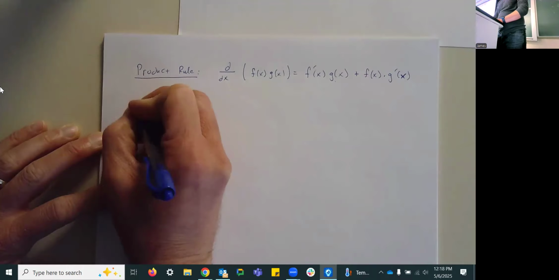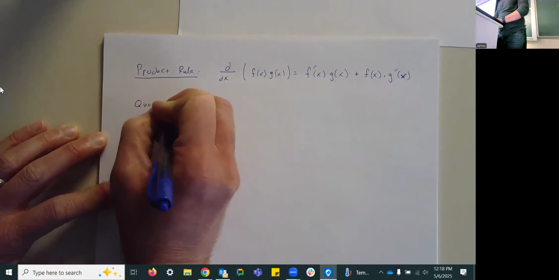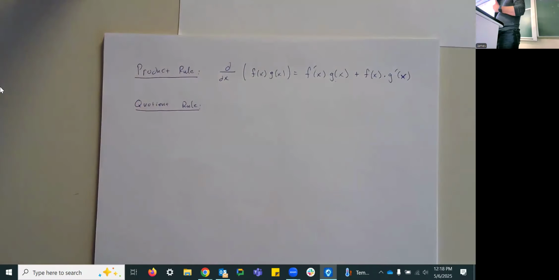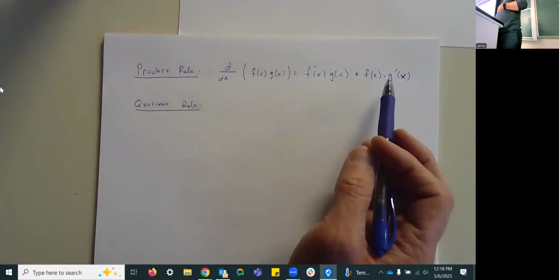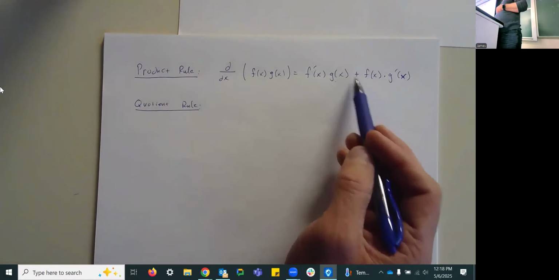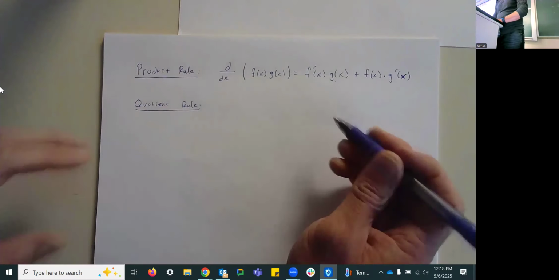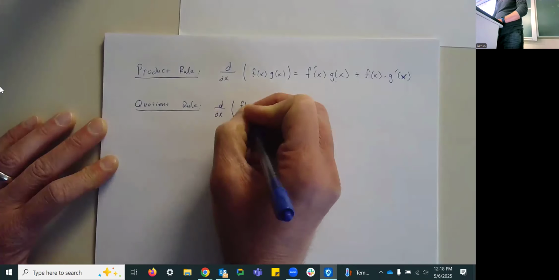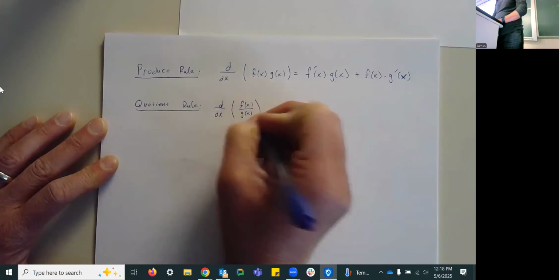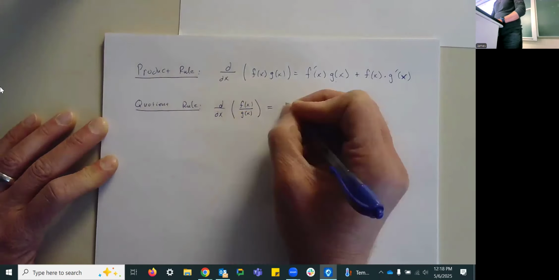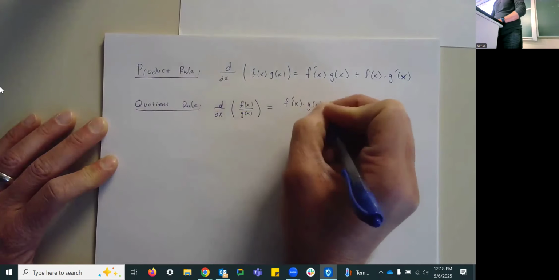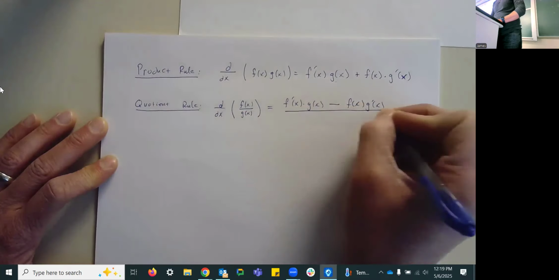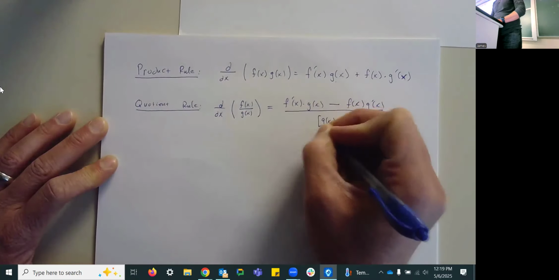The quotient rule looks similar, kind of. Actually, the reason I say it looks similar is because to me it looks like the product rule divided by g squared, except you're switching the sign from plus to minus. So the quotient rule is saying that the derivative of the quotient f of x divided by g of x is f prime of x times g of x minus f of x times g prime of x, all divided by g of x quantity squared.